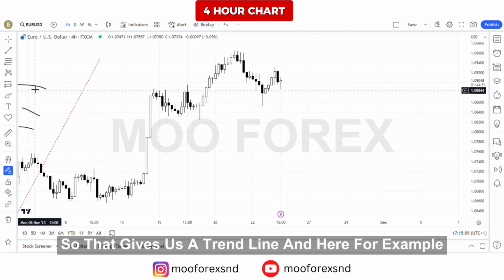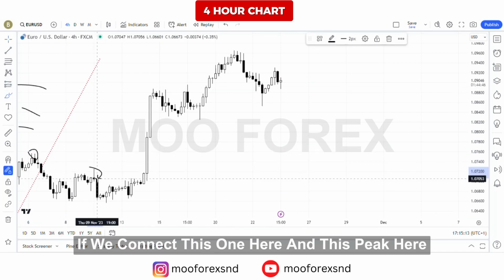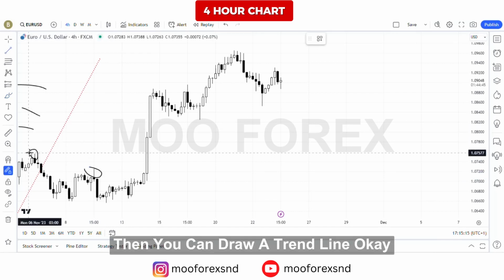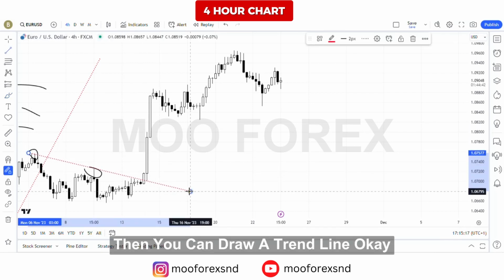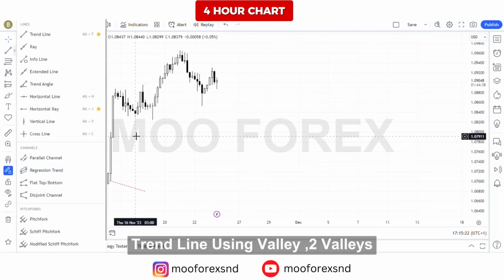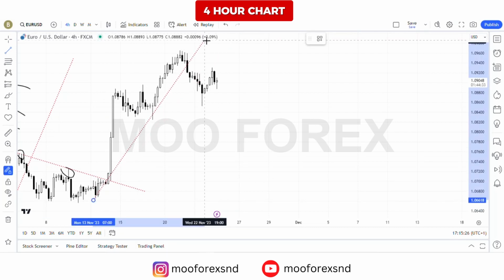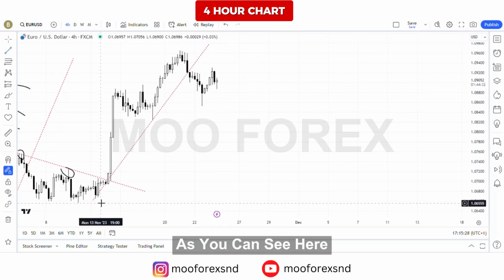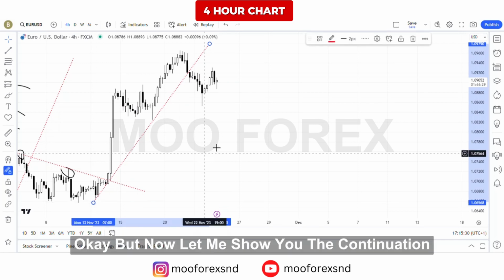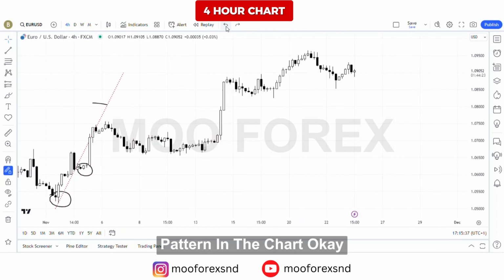And here, for example, if we connect this one here and this peak here, then you can draw a trend line. Okay, so that becomes a trend line. Now you can draw another trend line using two bellies, as you can see here. Okay, but now let me show you the continuation pattern in the chart.